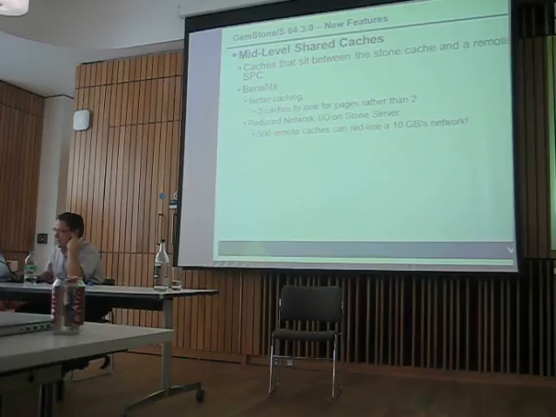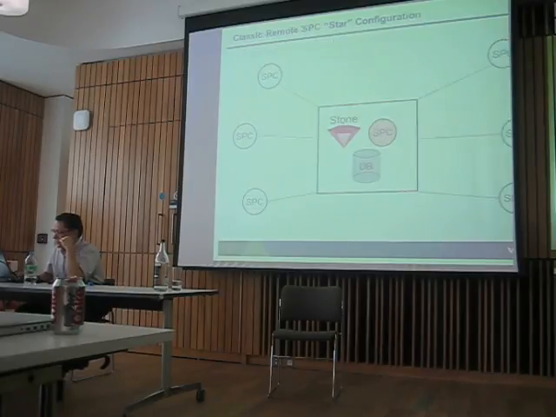Mid-level shared page caches for large systems. This spreads the caching across more nodes optionally. If you want to go this way, it tends to come into play with very large systems. The classic GemStone architecture looks like this. It's kind of a star configuration. So you have a primary host with the stone, the database extent files, and the shared cache. And then you have a number of remote shared page caches.